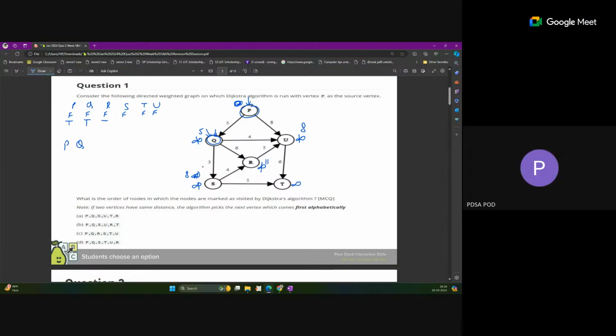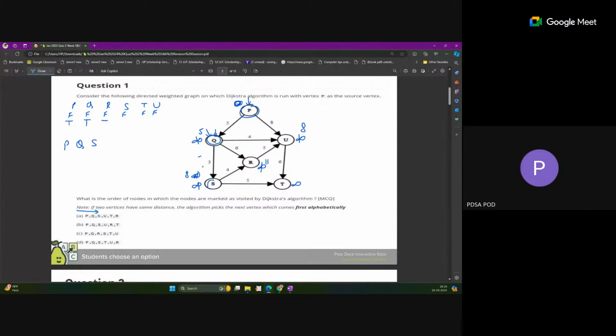Why are we going from Q to S? Because now in the remaining part, P and Q are visited, and the unvisited vertices are S, R, U, T, and out of these, we have the smaller weight on U and S. But the question statement also says that if two vertices have the same distance, then the algorithm picks the next vertex which comes first alphabetically. So S comes alphabetically first compared to U. Here the weights are similar, but we pick the one that comes first in the alphabet, so we will select S.